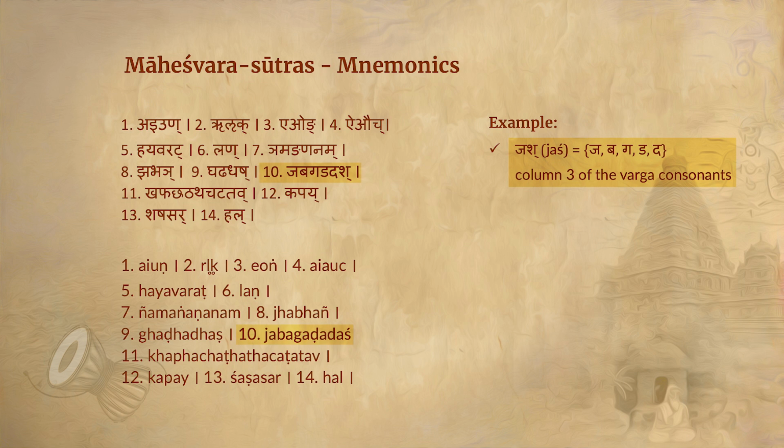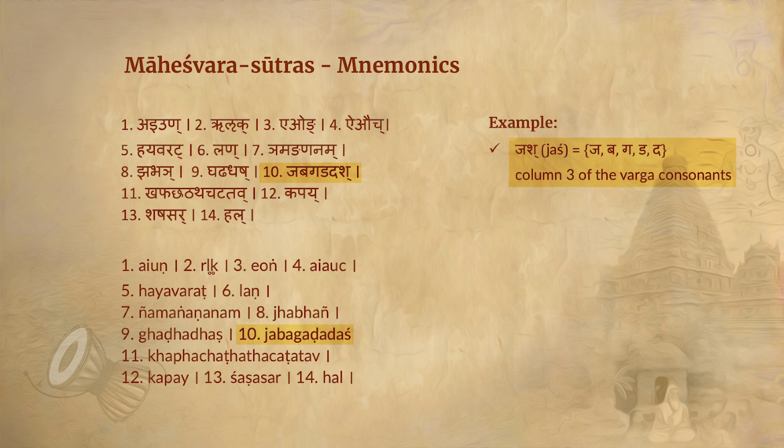So he is talking about ja, ba, ga, da, da, which is nothing but the third column in each of the vargas. Cha, ja, pa, ba, ka, ga, ta, da. So this is the third column. Instead of saying third column, you will simply say jash. That's the third column of the consonants. So these are very thoughtful data structures and data representation through rich use of mnemonics.